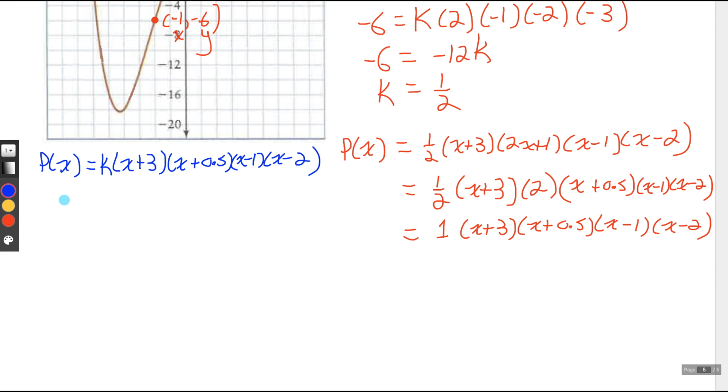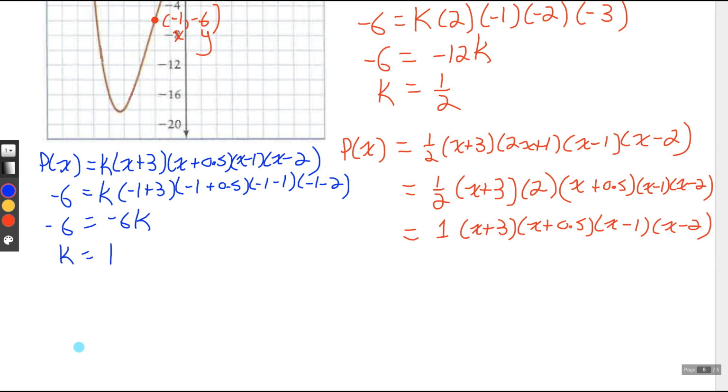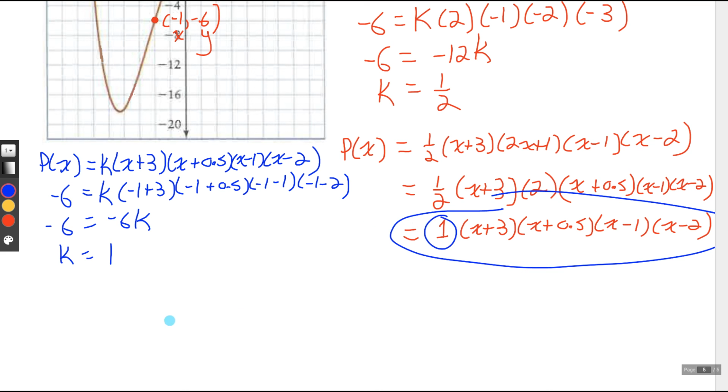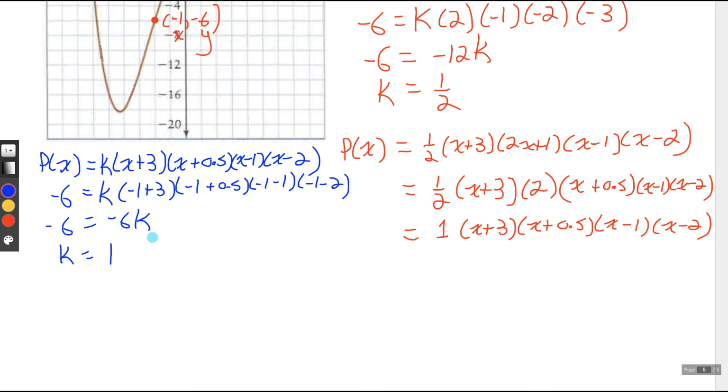So if I went ahead and solved this, and let me just do it quickly by plugging in the y value and the x value, we'd get a k value of 1, which is what we see as the compression factor there when we have the factor of x plus a half. Now, I don't want you to use the factor of x plus a half. I'd rather you use 2x plus 1. But I'm just showing you that you could get an equivalent answer.